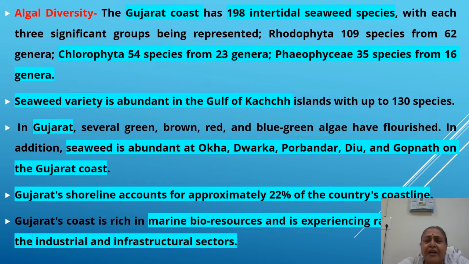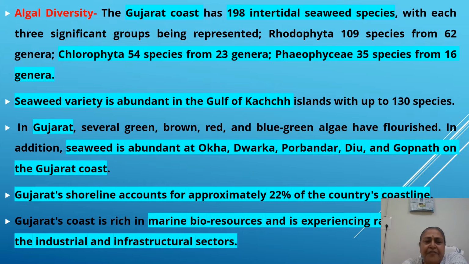It has 198 intertidal seaweed species, with each of the three significant groups being represented. Here the Rhodophyta, or the red algae, have 109 species, belonging to 62 genera. Then the Chlorophyta, green algae, are 52 species, belonging to 23 genera, and the brown algae, Phaeophyceae, have 35 species, belonging to 16 genera. So these are the numerical diversity of these algal groups.